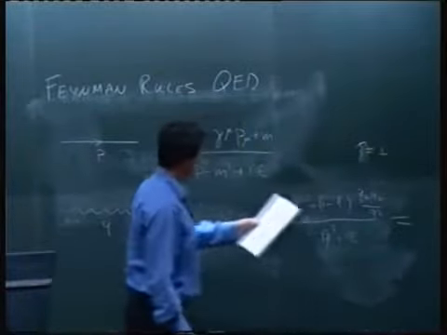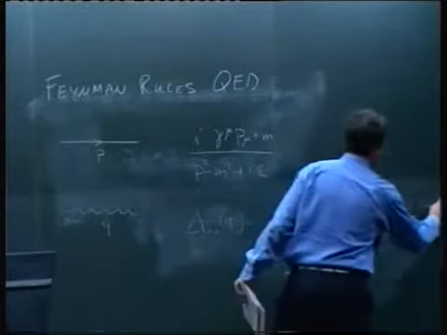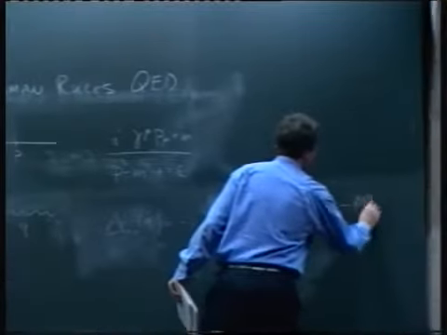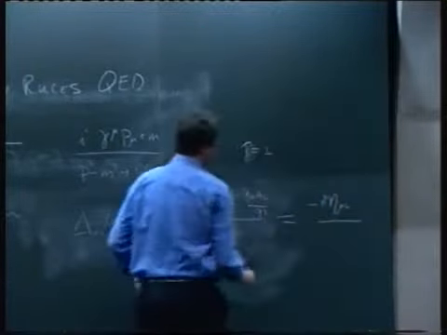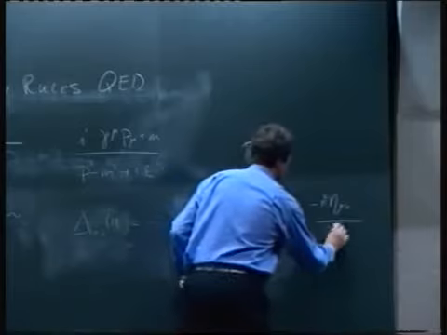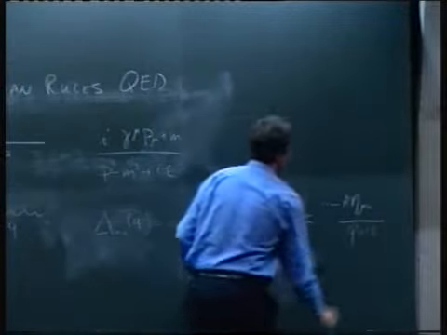But if I now take psi to be 1, then this whole expression simplifies to minus i g mu nu divided by q squared plus i epsilon.